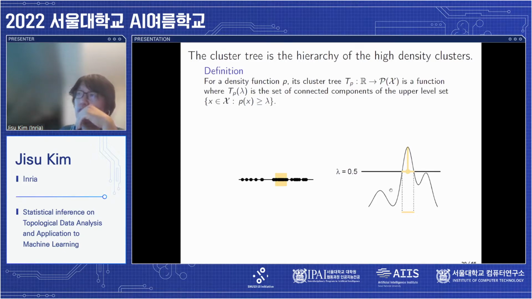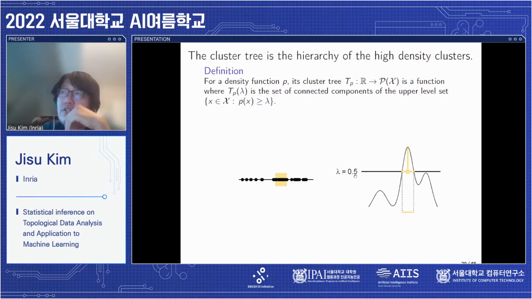Yeah, so that's how we think of some mathematical object that is called the cluster tree. So to be specific, the mathematical concept of the cluster tree is the network of the connected components of the upper level sets by varying the levels.